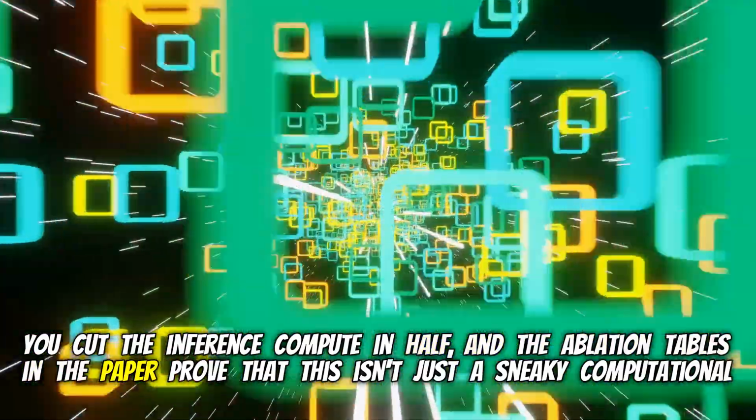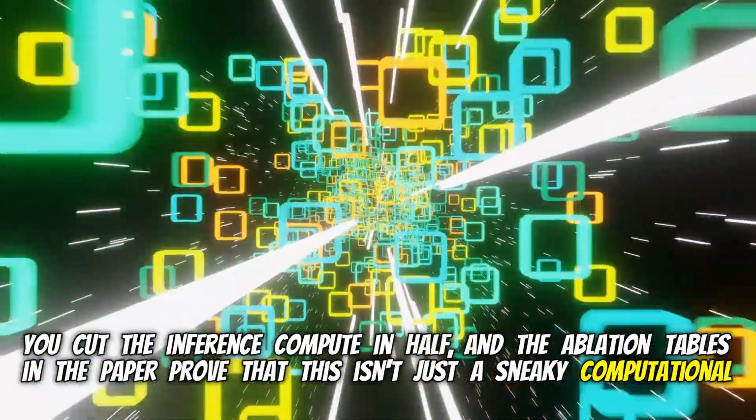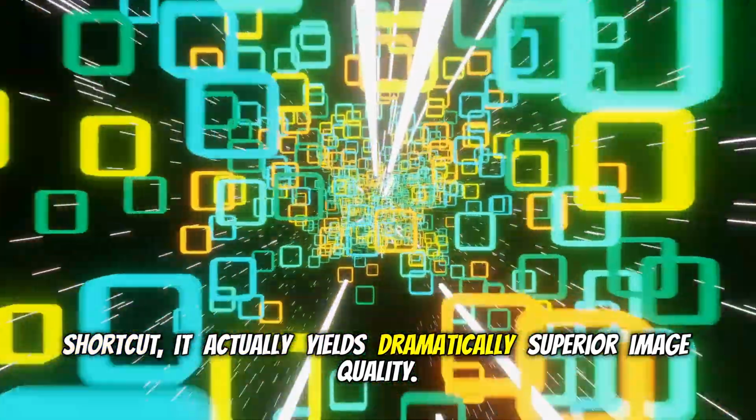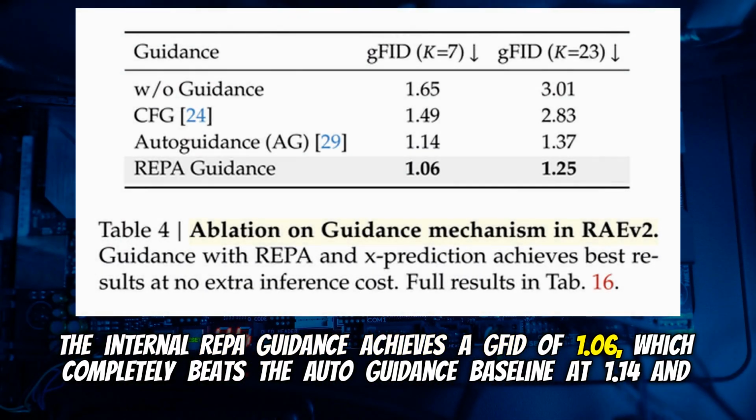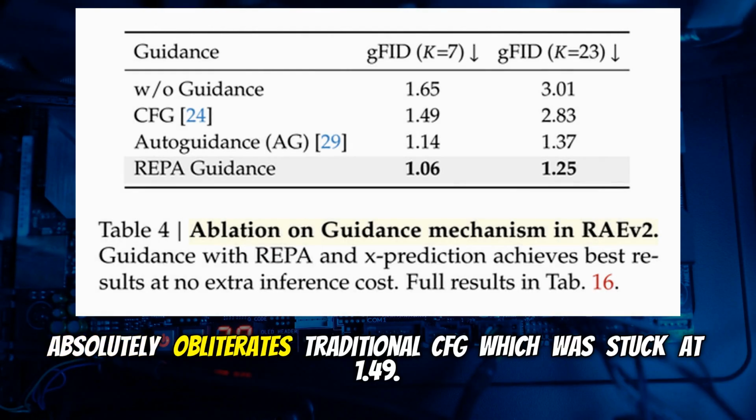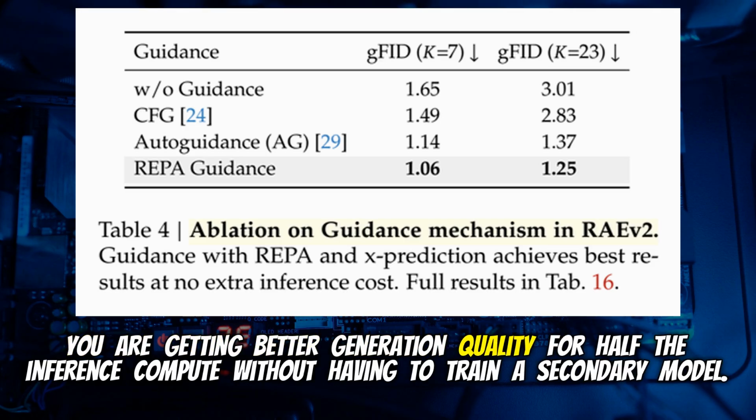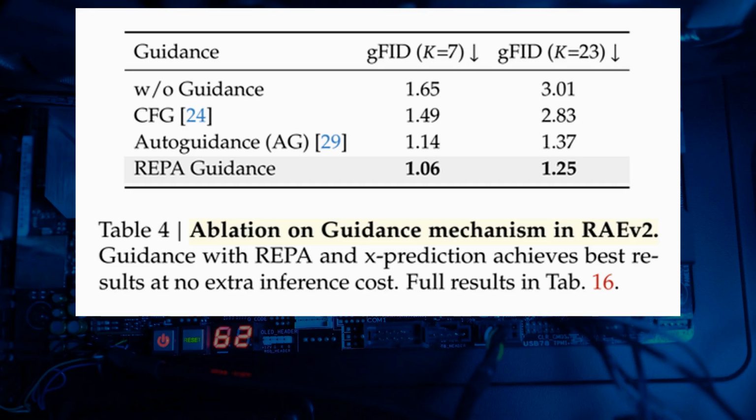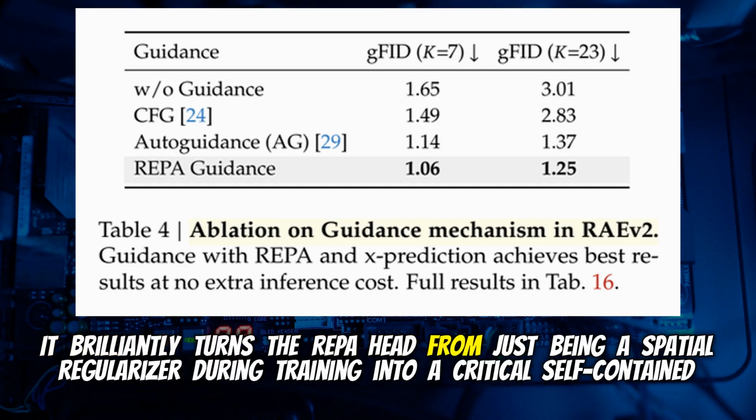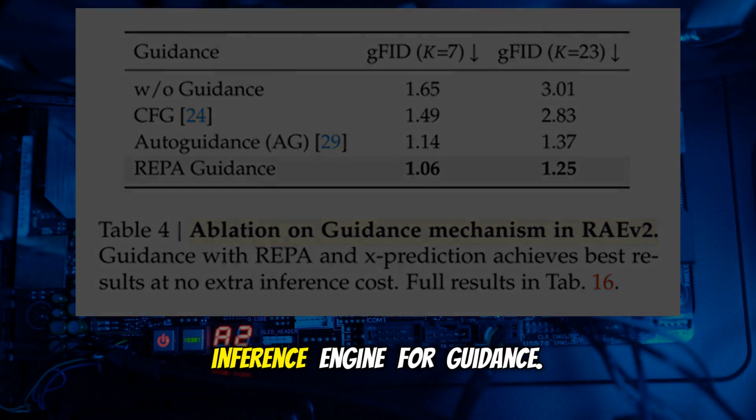And the ablation tables in the paper prove that this isn't just a sneaky computational shortcut. It actually yields dramatically superior image quality. The internal REPA guidance achieves a GFID of 1.06. Which completely beats the auto-guidance baseline at 1.14 and absolutely obliterates traditional CFG, which was stuck at 1.49. You are getting better generation quality for half the inference compute without having to train a secondary model. In machine learning, that is the literal definition of a free lunch. It truly is. It brilliantly turns the REPA head from just being a spatial regularizer during training into a critical, self-contained inference engine for guidance.